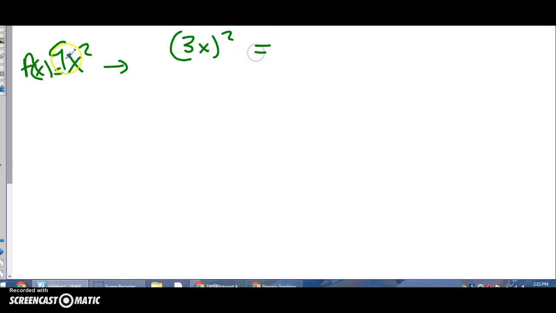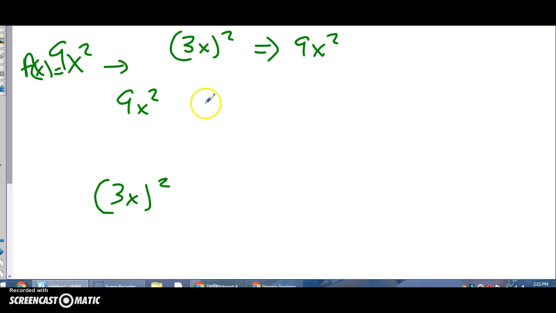And how do I know? What am I doing here? I'm taking the root of this whole thing. So 3x all squared, if I expanded that, would be 9x squared. 3x times 3x, 3 times 3 is 9, x times x is x squared. So I take the root of this. So I have 2 different equations. One is 9x squared, and the other is like this, bracket 3x all squared.